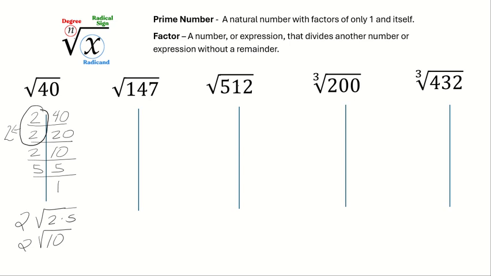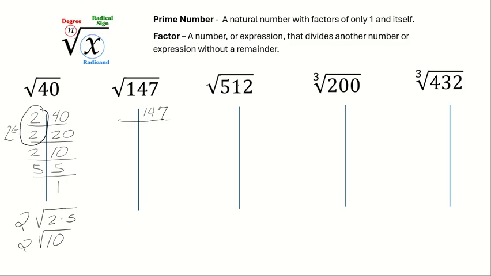Take a moment and look at the process. Now, let's do the square root of 147. You might think, wait a minute, 147 is not an even number. The number doesn't have to be even. It can be an odd number and it can be a composite number. But we're going to start here.